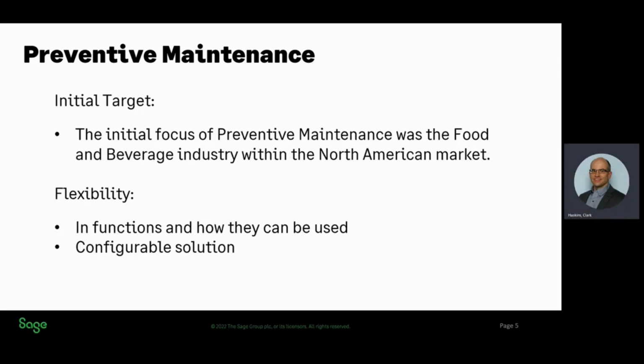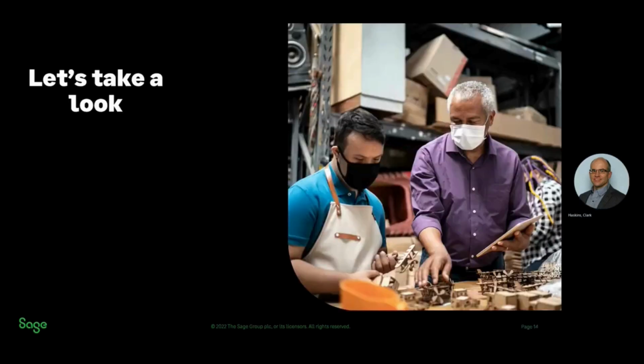Preventive maintenance was initially designed to meet the needs of the North American food and beverage industry, as well as other process and discrete manufacturing. However, preventive maintenance was designed to provide flexibility. There's flexibility in the functions and the data and how they can be used. Preventive maintenance provides the ability to configure a solution to meet the needs of our customers. Let's take a look at preventive maintenance in SAGE X3.